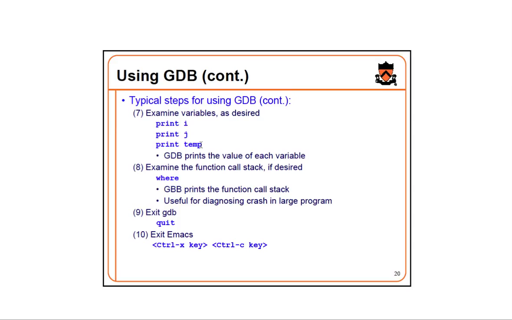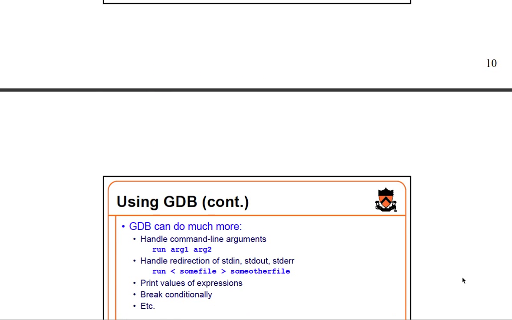I can also ask where am I in the function call stack. I want to see if I'm 4 or 5 functions deep, or if I'm in a recursive algorithm, how many times have I recursed so far. So these are all tools you can use, and when we do the lab, you'll have some more choices as well. And then when you're done, you type quit. You can exit Emacs, and then you're back to whatever command prompt you were at before.